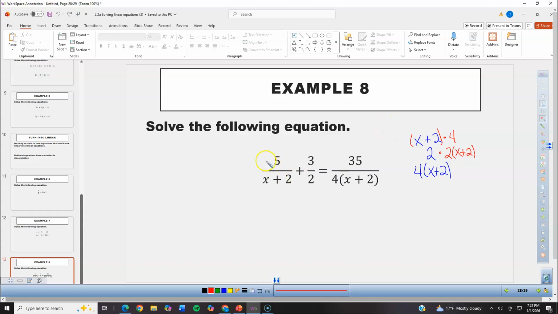So when I do my common denominators, I'm going to times it by 4 over 4. And over here, I'm going to do times 2 times x plus 2. Let's see what happens. Let's just try it out. So 4 times 5 is 20 over 4 times x plus 2, plus 3 times 2 is 6 over 2 times 2 is 4. And we didn't do anything to that equals part.